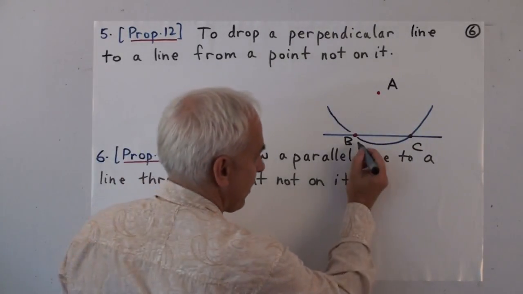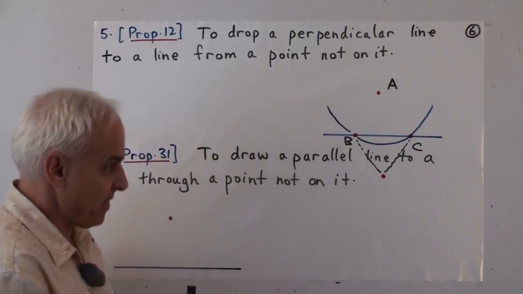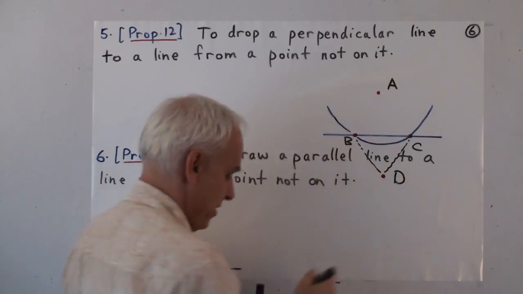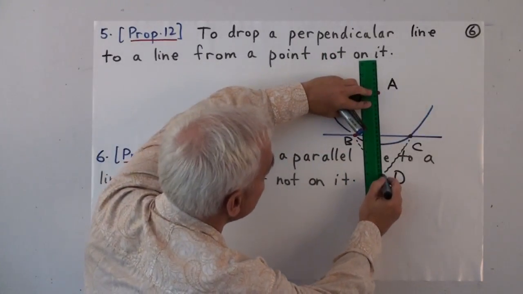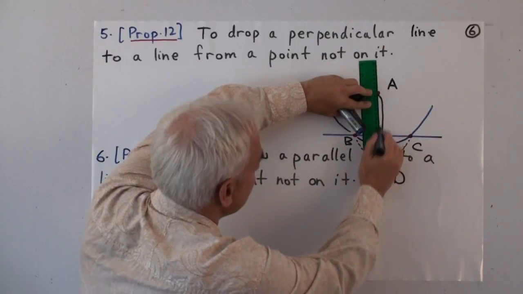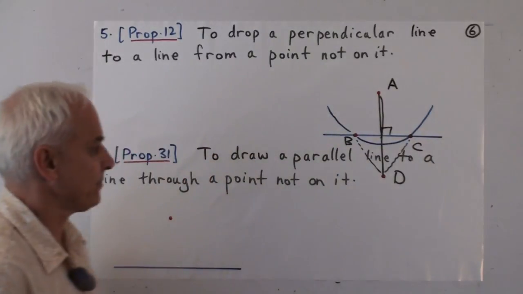All right. And then this new point D here, I'm going to connect that to the original point A to obtain our perpendicular line.